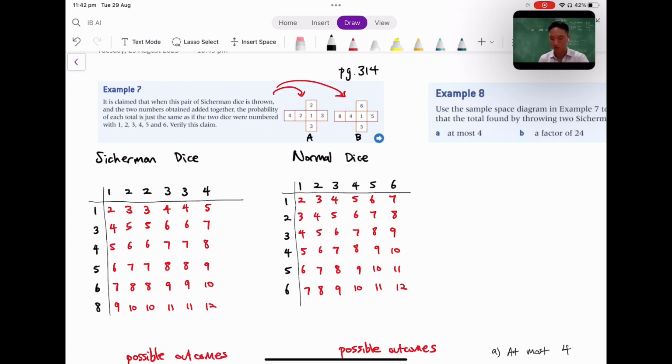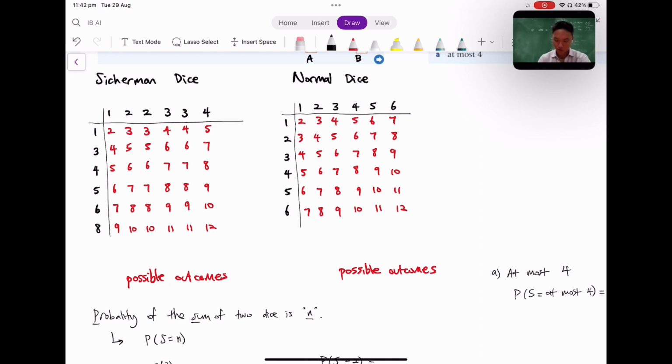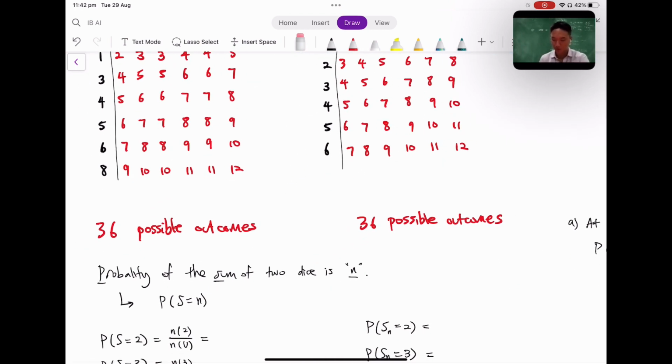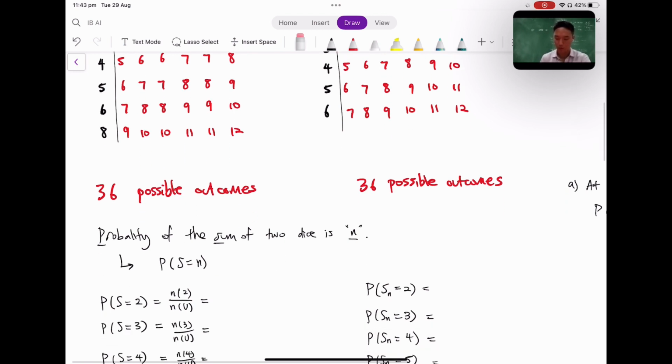So let's have a look. On the left side we have Sicherman dice, and on the right side we have normal dice. Just looking at this, how many possible outcomes are there? I'm looking at the red numbers, the sums. It is a table of 6 by 6, and therefore there are 36 possible outcomes for Sicherman dice. And likewise for normal dice, it's also 6 by 6, so there are also 36 possible outcomes. The next thing is we are going to check the probability of the sum of two dice being n. And the way we're going to represent it is P of the sum being a specific number, n.